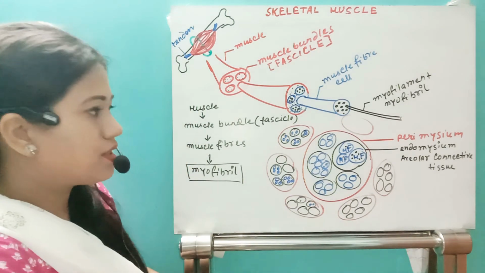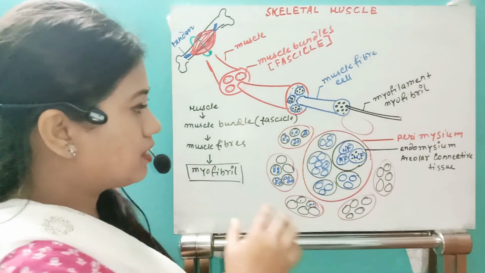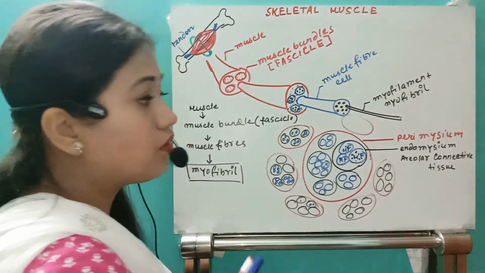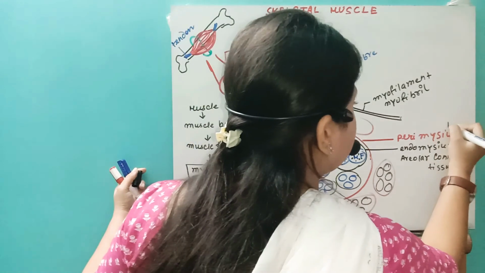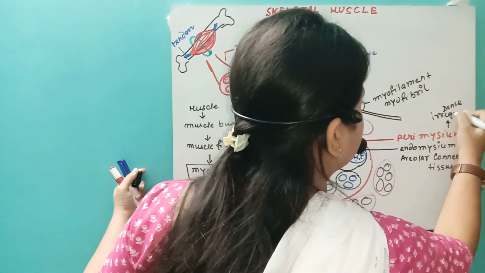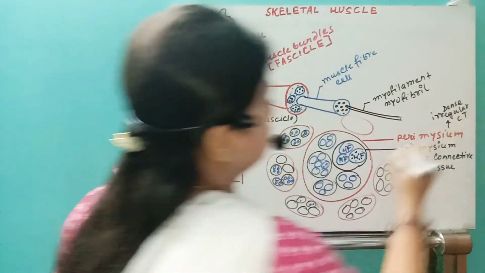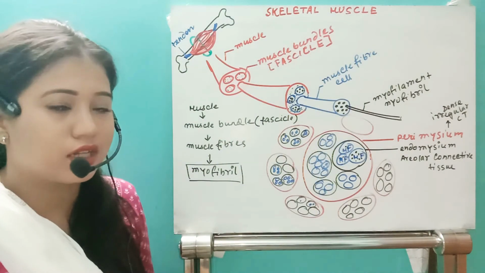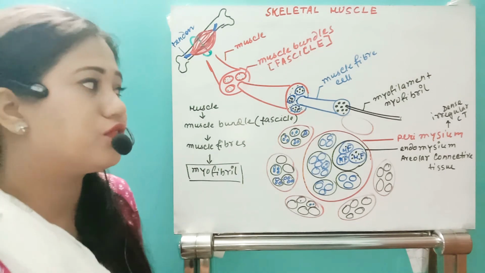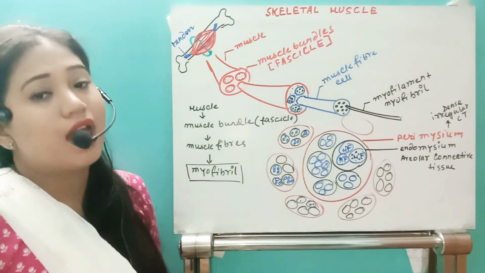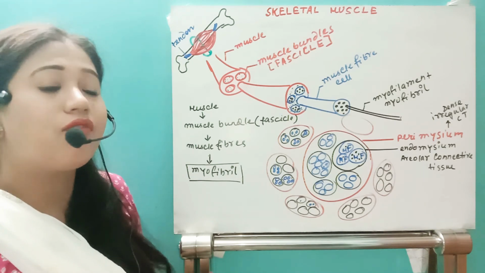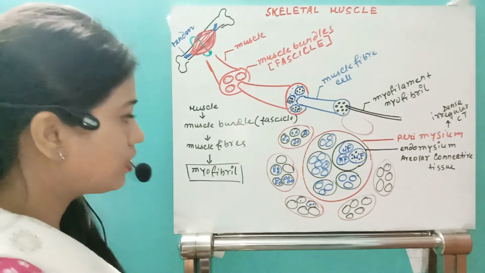Okay. Now just see this perimysium. This is actually one covering. That covering is actually what? This is the dense irregular connective tissue. Okay, dense irregular connective tissue, you know what is that? This dense irregular connective tissue basically has more fibers in it. Okay, that is actually one thick fibrous covering, right?